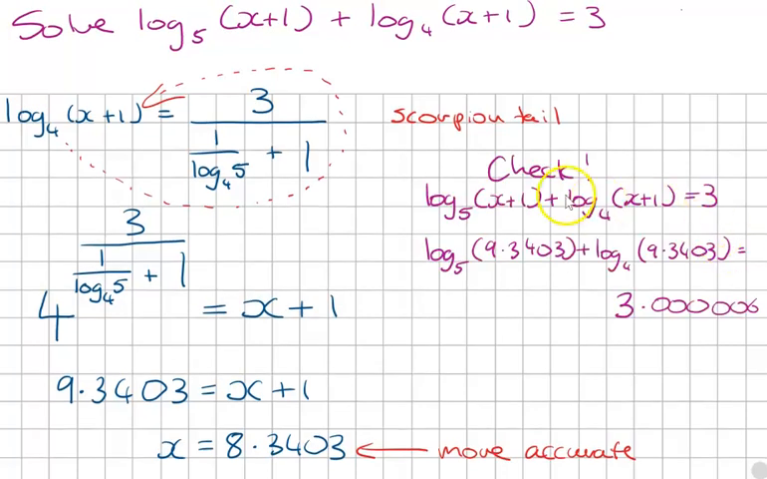So again, we can do our check, and this time we're putting 9.3403 inside the brackets, and we can see that we get 3.000006. So again, not exactly 3, because you're never going to get it exactly perfect because you're going to have to round. But again, this is absolutely fine for an answer. You've got 4 decimal places there.